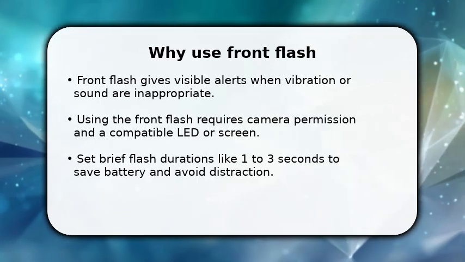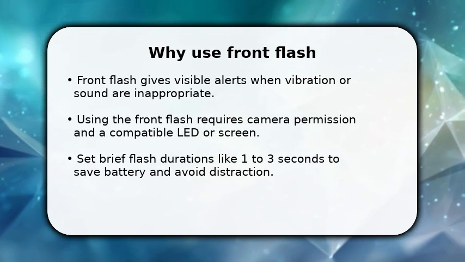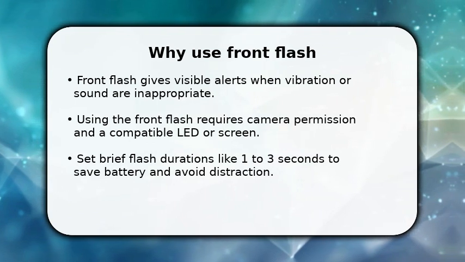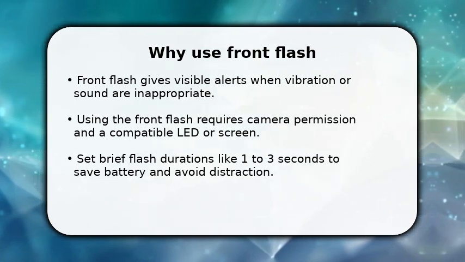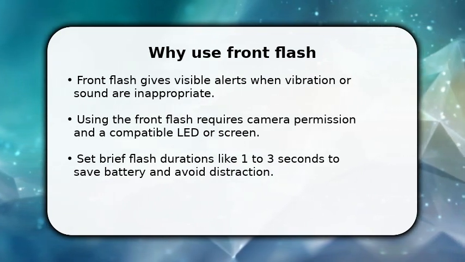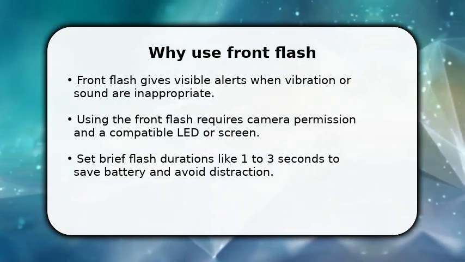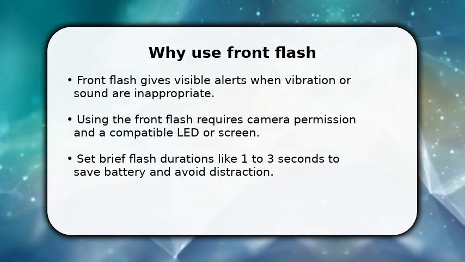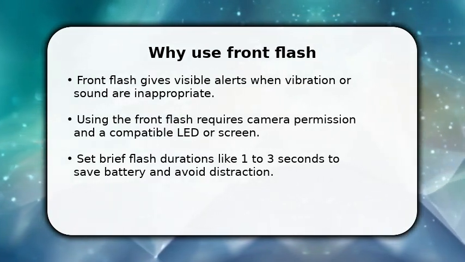You want discrete visual alerts, and the front flash is the only way. This method uses the phone camera LED or bright screen as a notification light. It works when vibration or sound are inappropriate in meetings or quiet spaces. You must confirm your phone has a front LED or can flash the screen brightly. Expect different results on various models.